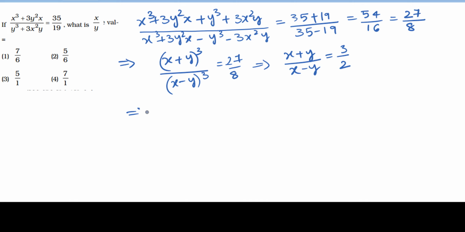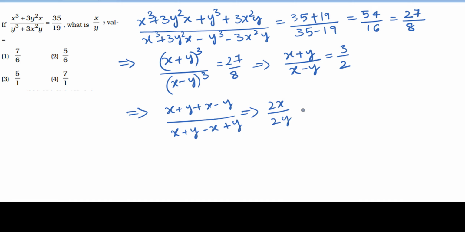Again we do the same componendo dividendo. Then from here we get x plus y plus x minus y by x plus y minus x minus y. This becomes 2x by 2y, which is equal to x by y, and this becomes this part plus this part, that is 3 plus 2 by 3 minus 2. So it becomes 5 by 1. This is the answer. Next question.